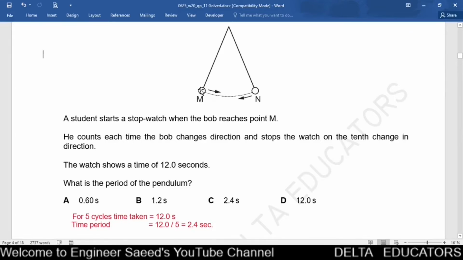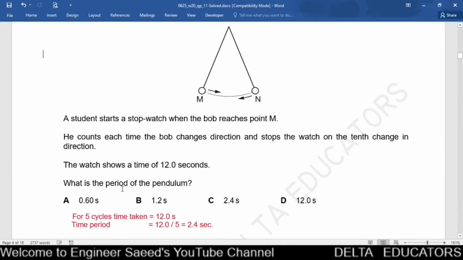One time when it is moving from M to N and second time when it is moving from N to M. And here it is given this 12 seconds is for 10 changes in direction. And in one cycle, how many times is direction changing? Two times. So in other words, we can say that for 5 complete cycles, the time taken is 12 seconds. So for 5 cycles, time taken is 12 seconds.